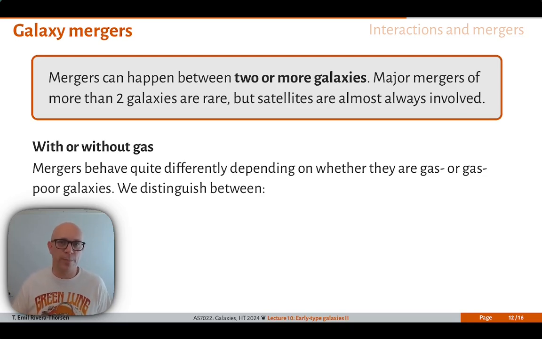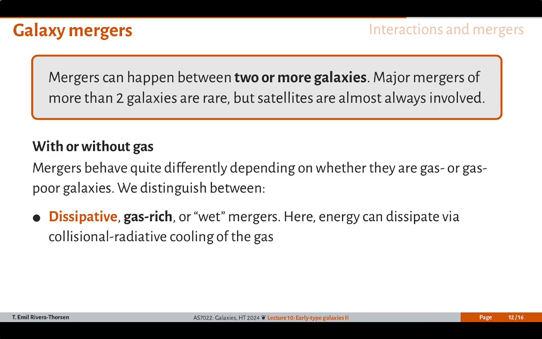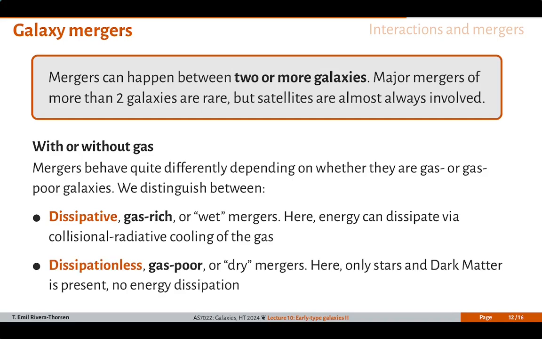So there are two very different kinds of mergers when we're looking at major mergers, and they are determined very strongly by the gas content of the galaxies involved. So they behave very differently depending on whether they're gas rich or gas poor. So we distinguish between what we call dissipative or gas-rich, or sometimes wet mergers, where energy can dissipate via the collisional and radiative cooling of the gas, and what we call dissipationless or gas-poor or dry mergers, where only stars and dark matter and perhaps a little bit of very hot ionized gas is present, where there's no energy dissipation, and that leads to some very different results.